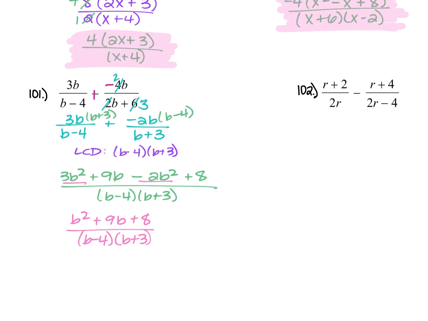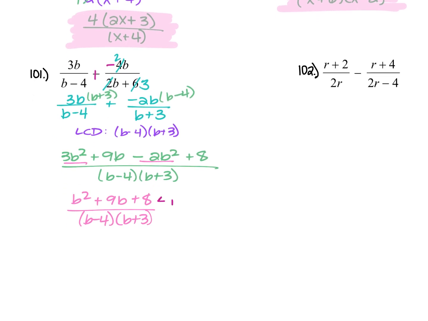If we factor this completely, the top has factors of 1 and 8 that add up to be 9. So that's b plus 1 times b plus 8 all over b minus 4 times b plus 3.